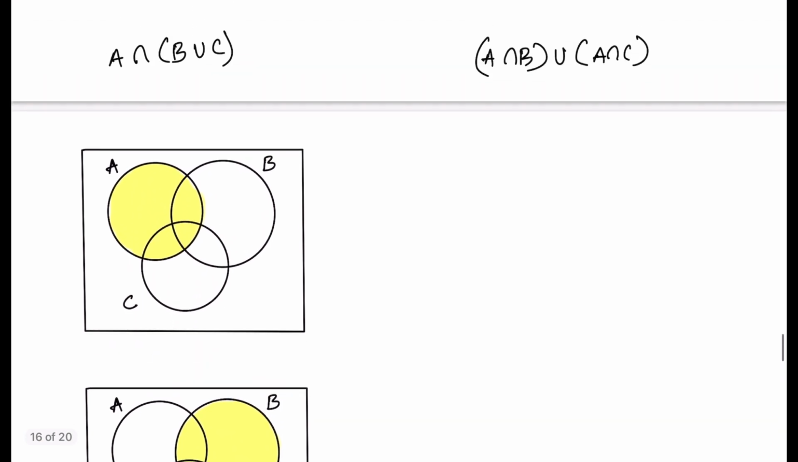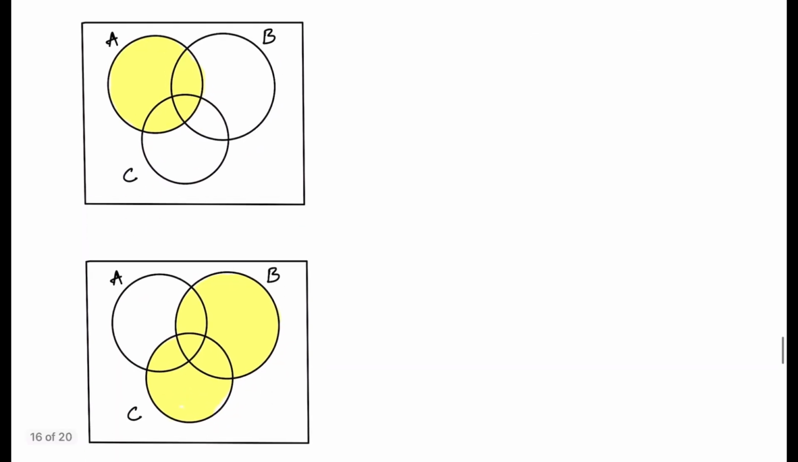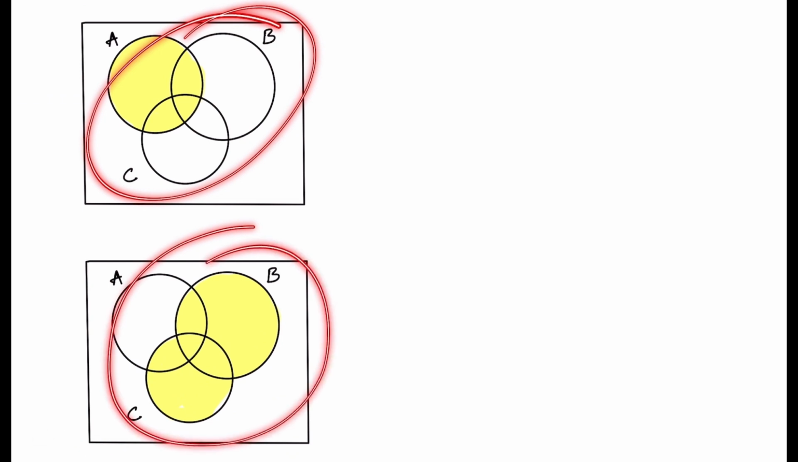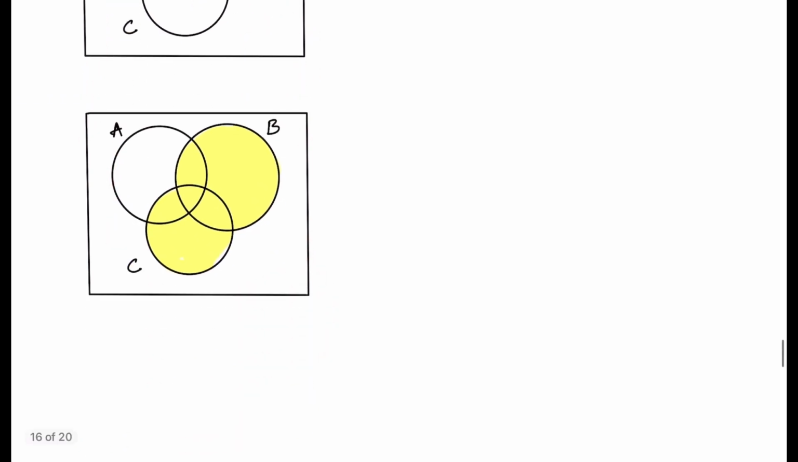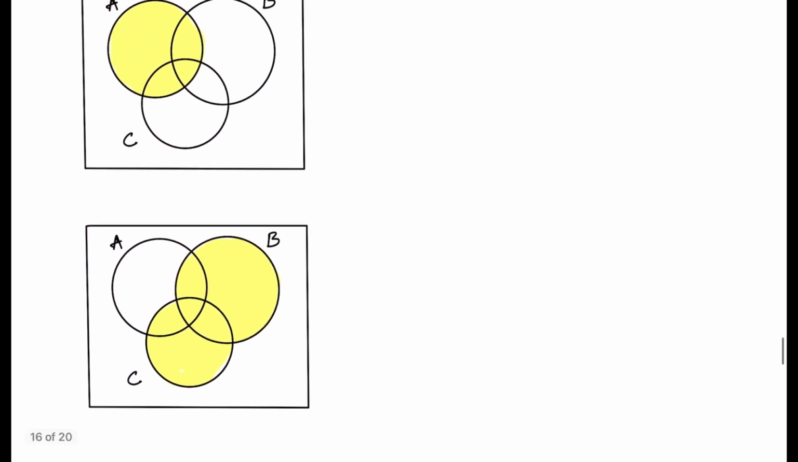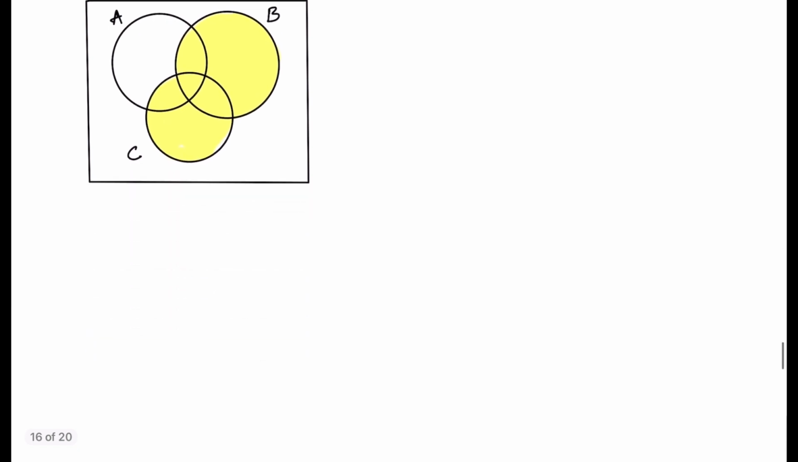Now between these two, what is there? Between A and B union C, what is the symbol? Intersection is the symbol. So basically we have to find the common region. In both of these diagrams, the common region is this region. This is the common region in both diagrams. So we will draw that.